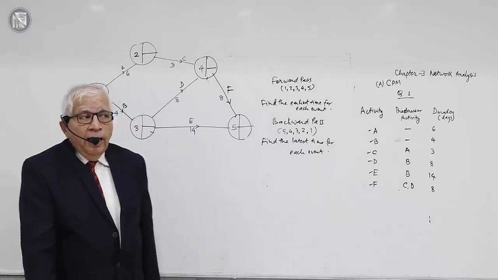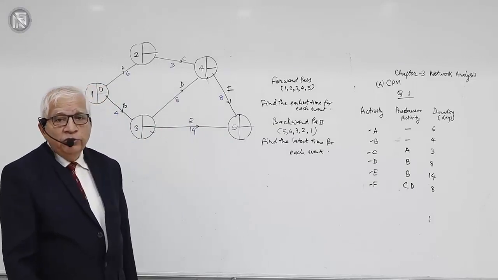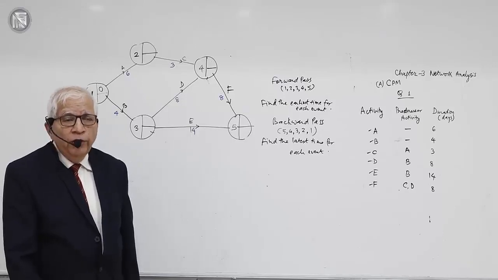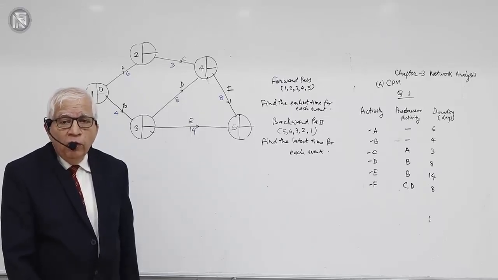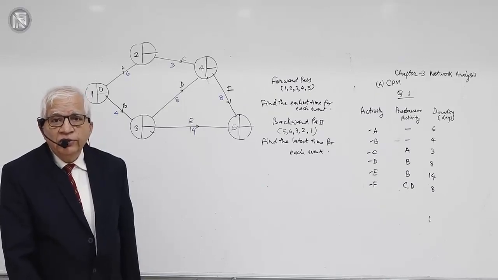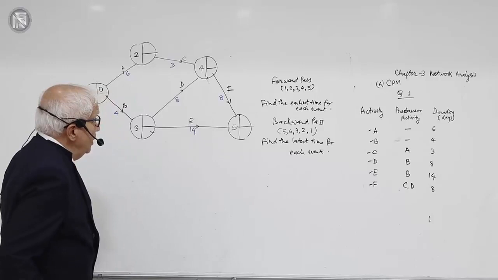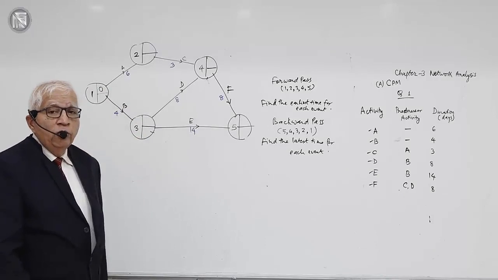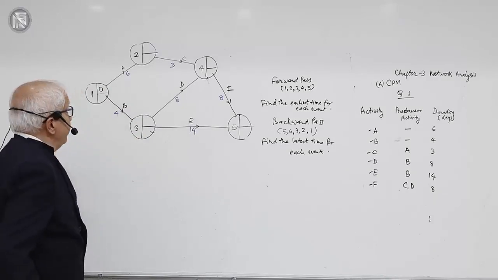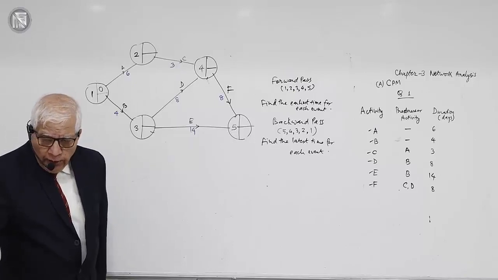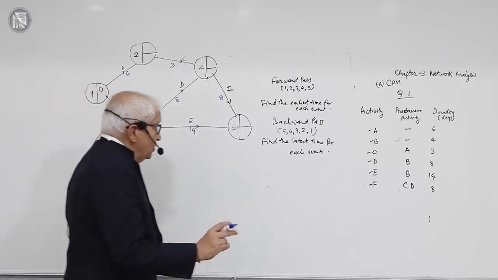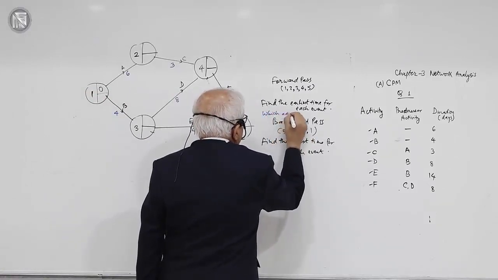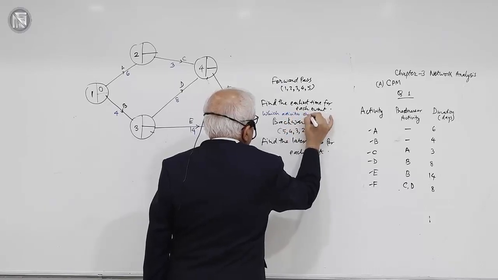Okay. As the name suggested, forward pass is the process of going from event number 1 to event number 5. And in the process of going from event number 1 to event number 5, what I'll be finding out is the earliest time for each event. So in the forward pass, I have written the earliest time for event 1. Then I go to event number 2. When I go to event number 2, I ask a question here. Which activities end here?